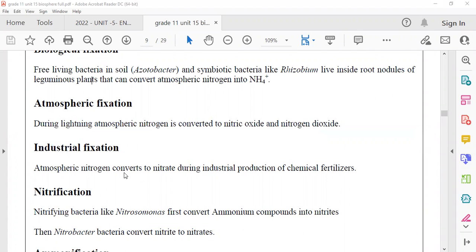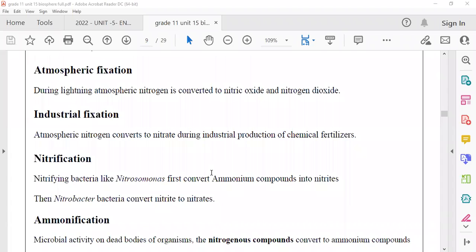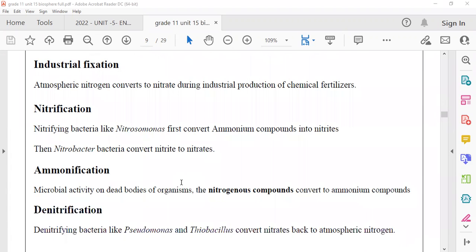Okay. The third one is industrial fixation. We humans take the nitrogen and convert it into chemical fertilizers. According to this particular syllabus, that chemical fertilizer contains nitrate. When you add them to the soil, expecting more yield, the soil is getting those NO3 minus ions. Then another process, that is nitrification.